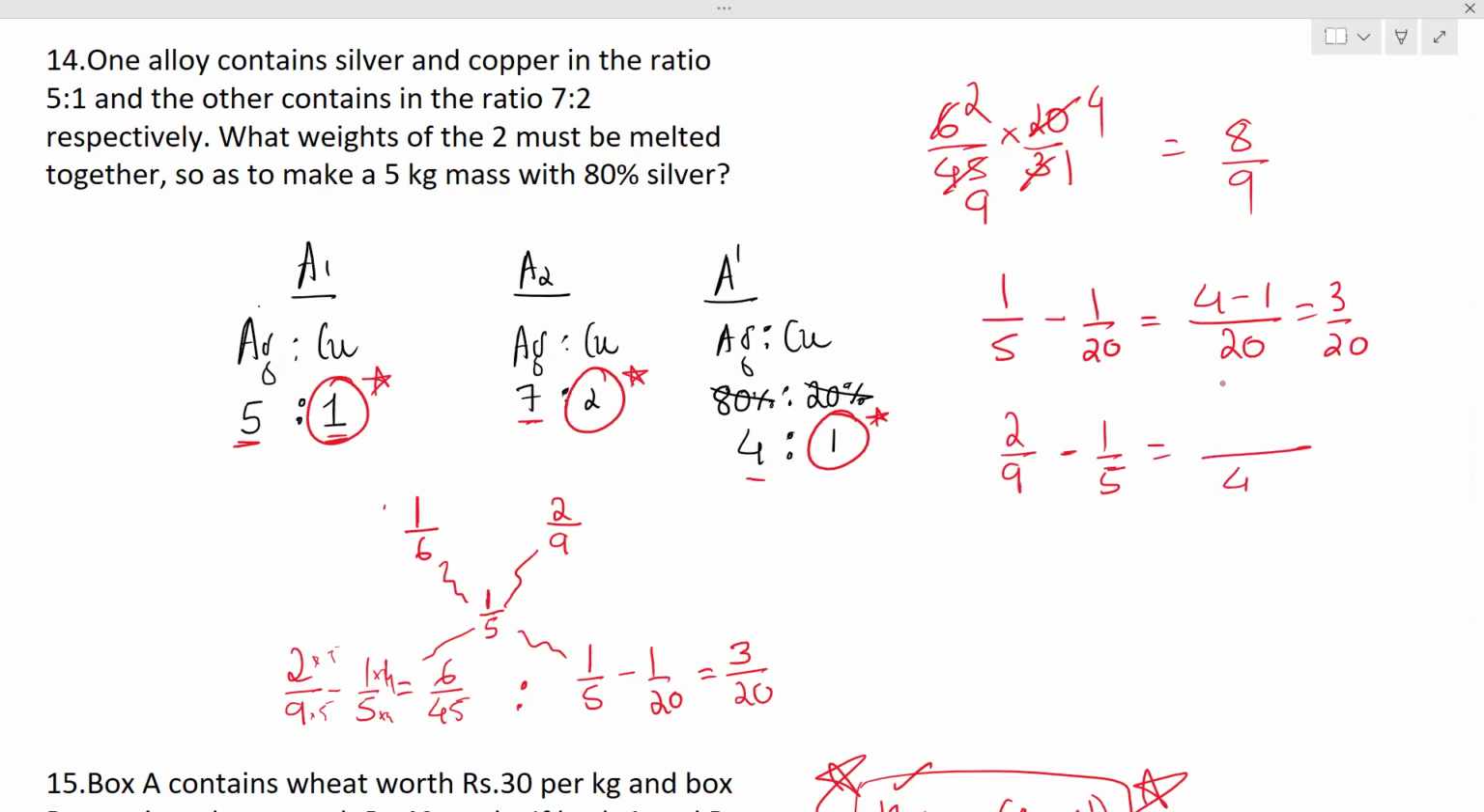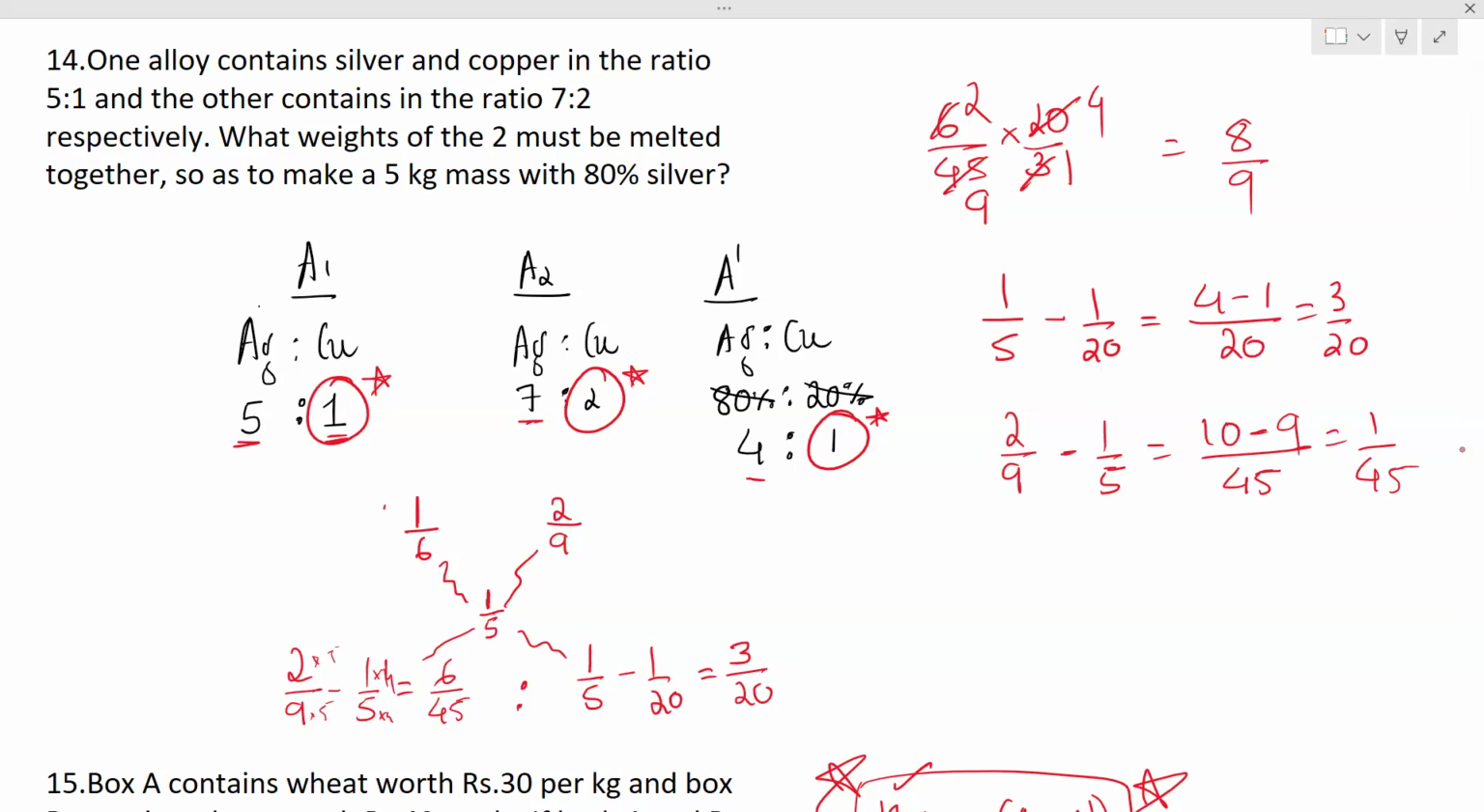What is the LCM of 9 and 5? 45. Fraction addition, subtraction, multiplication, you must know here. Okay. What do I get here? 45, meaning how do I go about it? 9 5 times is 45. 5 2s is 10. Minus 5 1 times, 5 9 times. How much do I get here? 9. 1 by 45. No way. 2 by 9 meaning 45. 45 I have here. 9 1 times, 9 5 times. 2 is 10. 5 1 times, 5 9 times. 9 is here. 1 by 45. Here I got 3 by 20.